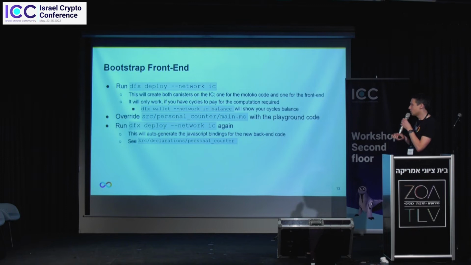Right. And now, please overwrite the main.mo file in src/personal_counter with the code that we had from the playground where we made the changes so that it's now a personal counter, and run this dfx deploy --network ic again. Because what it will also do, apart from actually updating the smart contract on the chain, it will also generate some JavaScript bindings for you to use in the front end, which is really convenient.